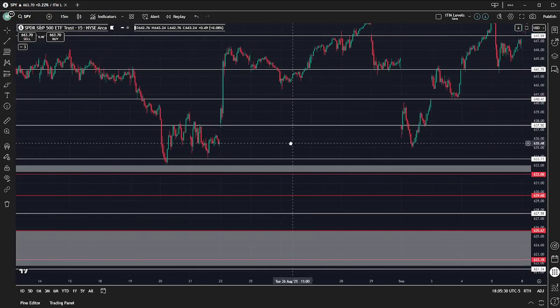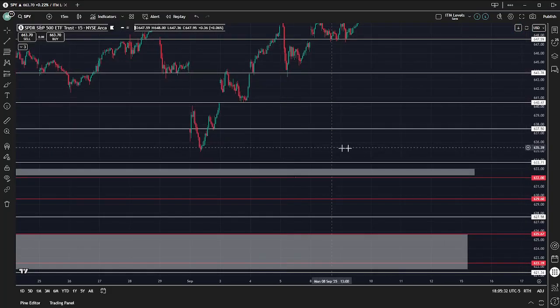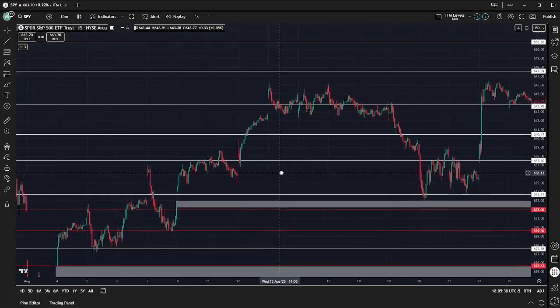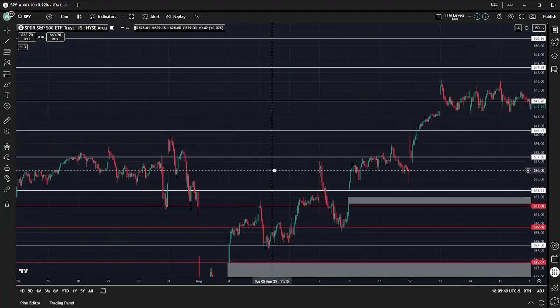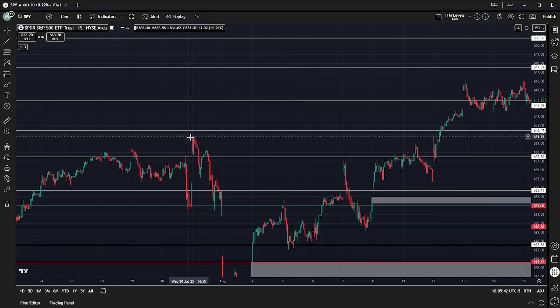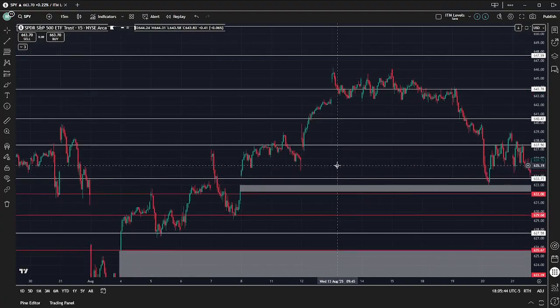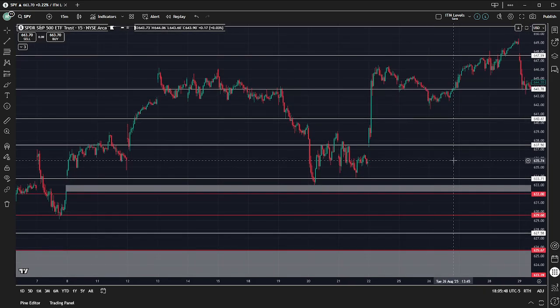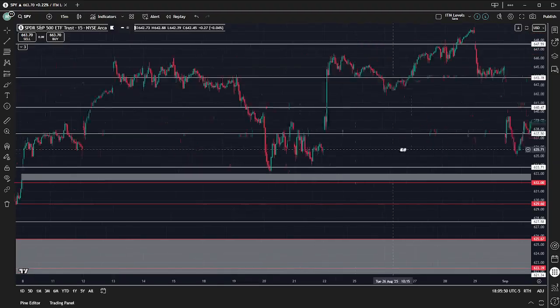Below 640.47, 637.50. I like these levels a little bit closer because in these ranges right here, there's a little bit more chop that we've been able to see. And then below 637.50, I'm gonna check if I still like the 633.71 level.